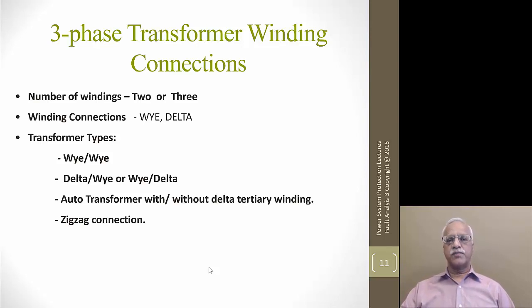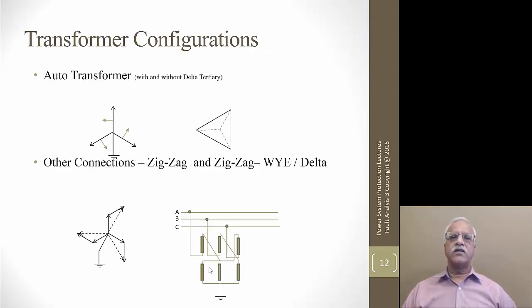And then the special case is zigzag transformers, which are used as a zero sequence source, Z0. To convert ungrounded systems to grounded systems, we can use zigzag. So these are the auto transformers with and without delta. Zigzag transformers are connected as shown in this figure.